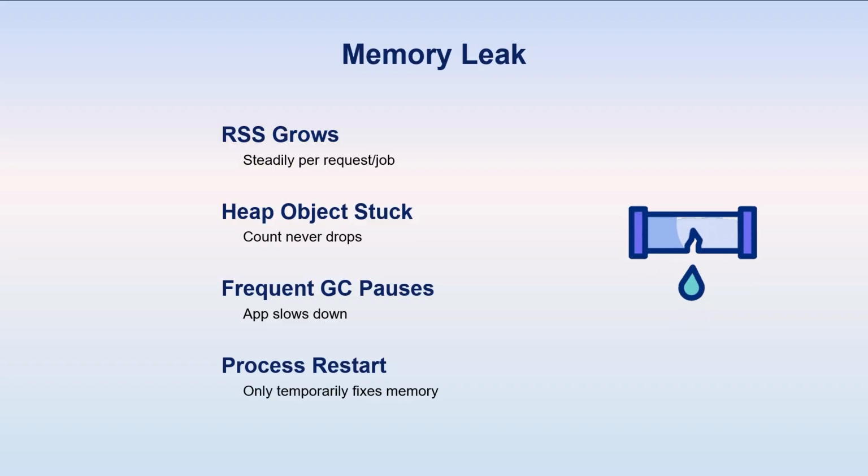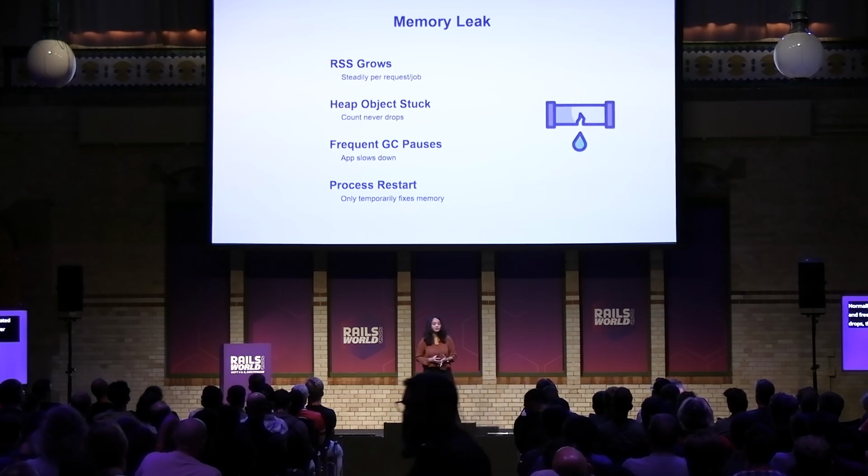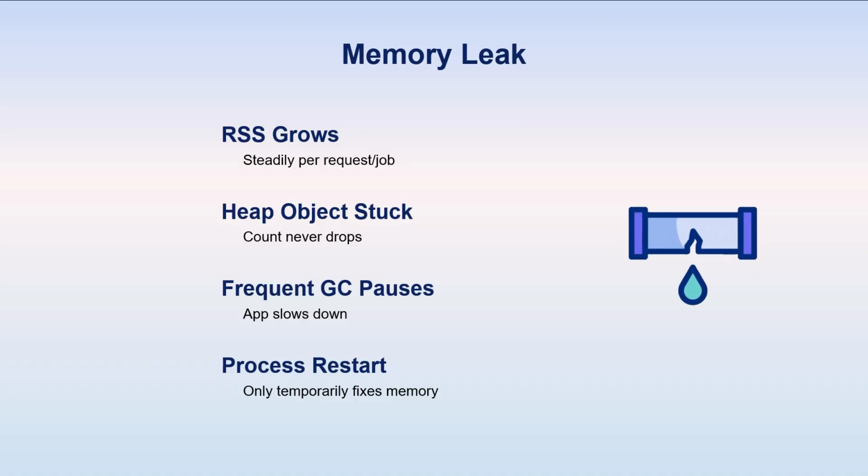Your RSS grows. You'll see that the RSS kept growing steadily with every call and the Sidekiq jobs, and it never goes down. Your heap objects are stuck. Normally, objects get allocated, deallocated, and freed. But in this case, if the count never drops, this is one of the reasons. Frequent GC pauses: GC is working overtime to clean up, but since the objects are never released, the count never drops. Also, you then hit the last hammer, you restart the process, and it works. But these are the symptoms that you have a memory leak.